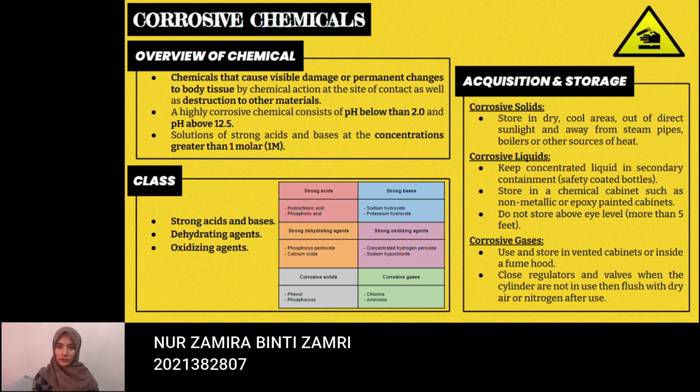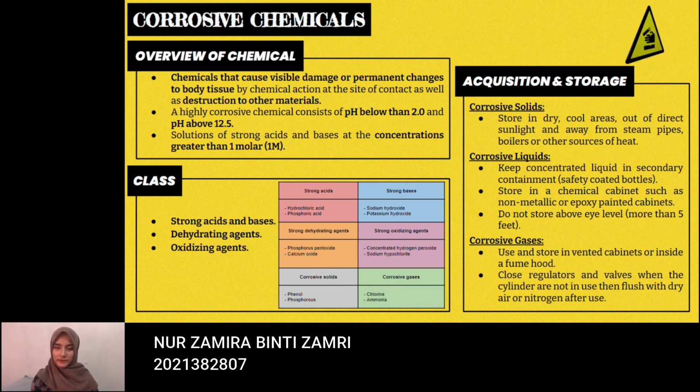Corrosive chemicals, in the form of solid, liquid and gases, are chemicals that cause visible damage or permanent changes to body tissue by chemical action at the site of contact, as well as destruction to other materials. Corrosive effect can occur not only to the skin and eyes but also to the respiratory tract through inhalation and to the gastrointestinal tract through ingestion.